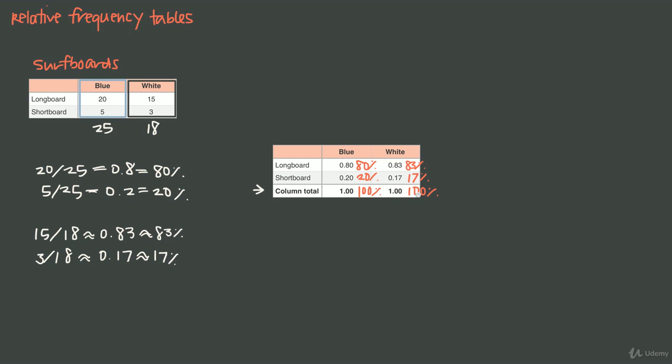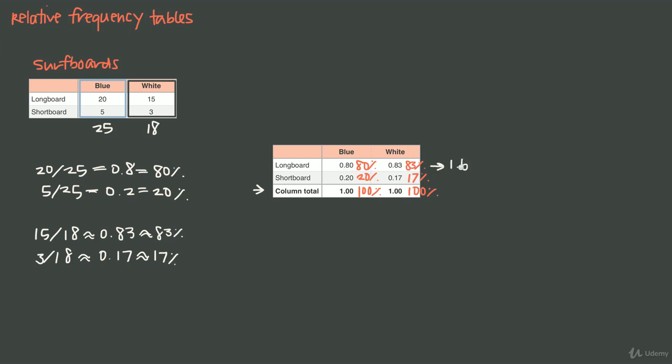You can pick whichever one you'd like. But the column total at the bottom, and the fact that we say column here, means that we looked at each column individually. And that makes sense because 0.8 and 0.2 add up to 1, and 0.83 and 0.17 add up to 1. So when we sum the column, we get a total of 1, and that's always what we want, 1 or 100%.